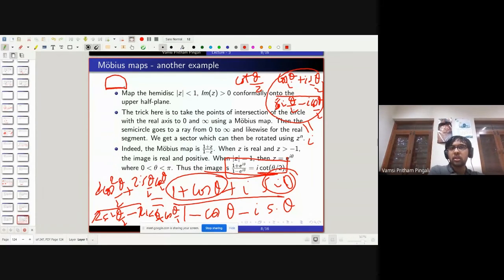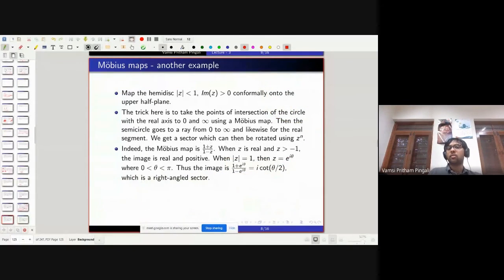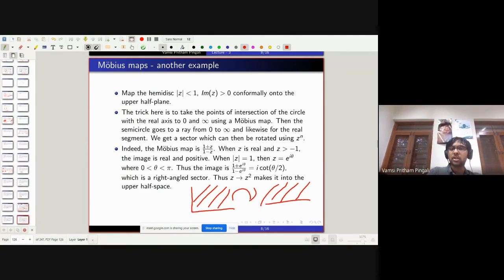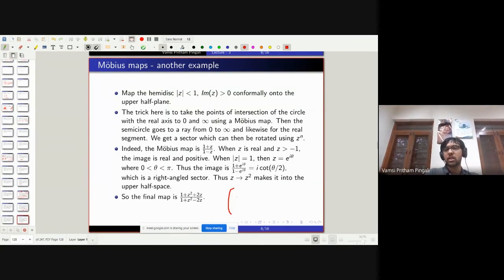In other words, this goes to this and this goes to this. It's a right-angled sector. So z goes to z squared takes this right-angled sector into the upper half plane, because it rotates this down here, it preserves this, so it goes to this. So in other words, the final map that we are looking at is 1 plus z over 1 minus z, whole squared.